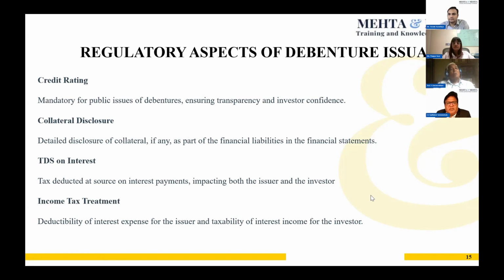If it is partly convertible, the convertible portion is to be shown as an investment, and the remaining portion, which is non-convertible in nature, is to be shown under loans and advances, as if it is a loan only.